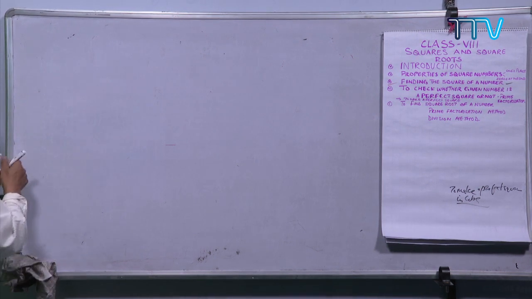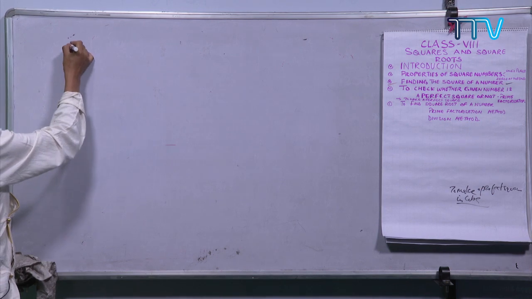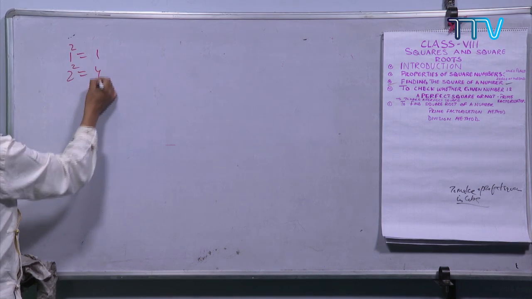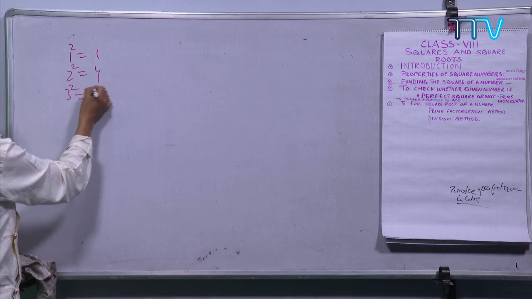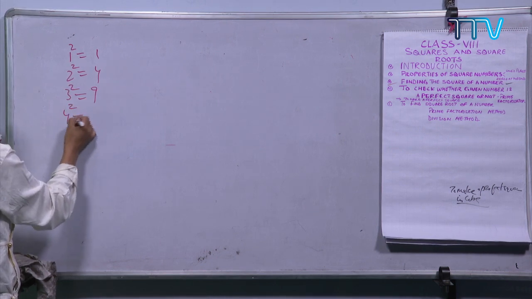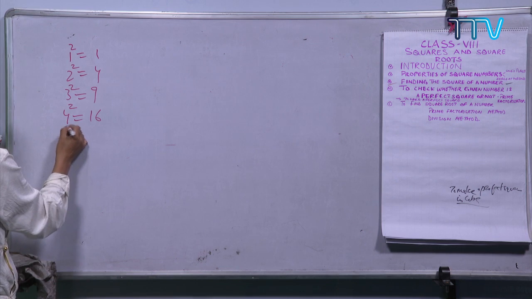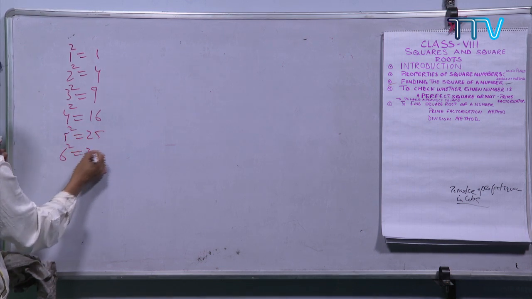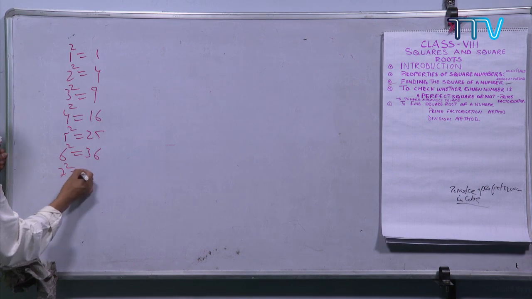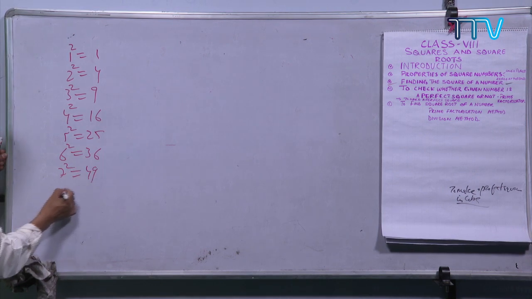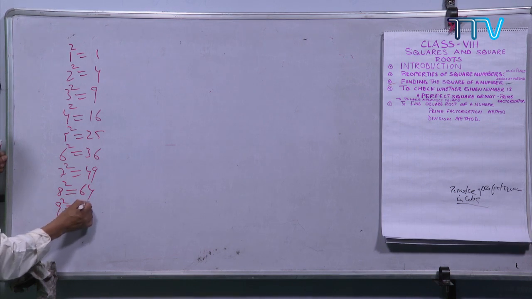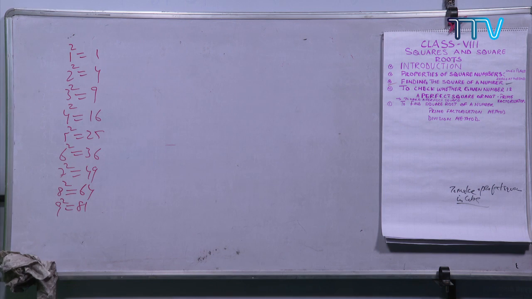1 squared equals 1, 2 squared equals 4, 3 squared is equal to 9, 4 squared is equal to 16, 5 squared is equal to 25, 6 squared is equal to 36, 7 squared equals 49, 8 squared is equal to 64, and 9 squared equals 81.